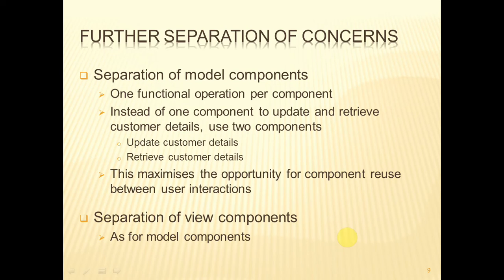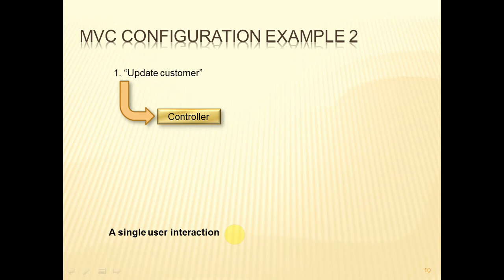The advantage of doing that, of course, means that having separated them, we now have a component that is reusable. The retrieve customer details component could be used in all kinds of different places without having to be coupled to the update first. And we can do a similar thing with separation of view components. So here we have another example.